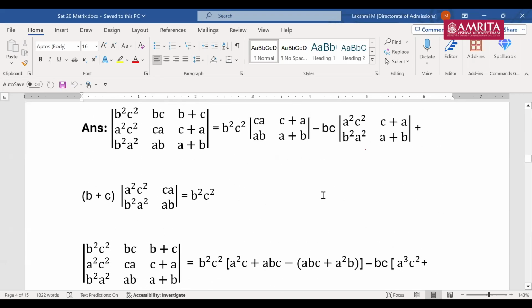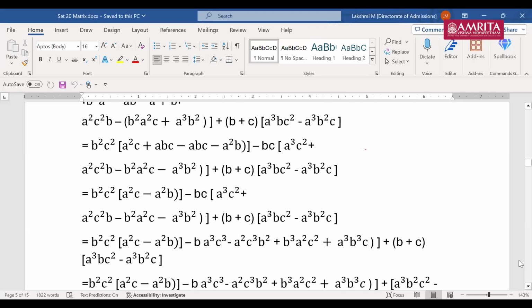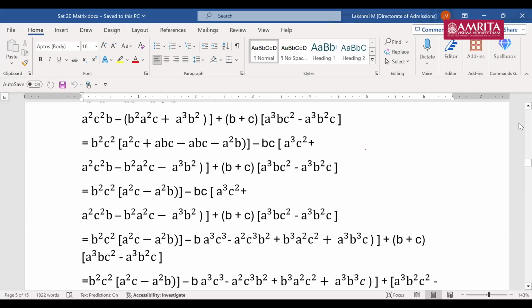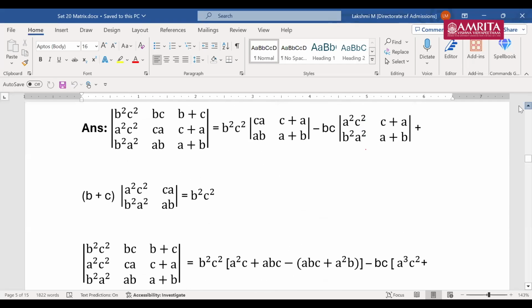I'm sorry. Okay, we'll start from here. I've just taken the general method only. It's a bit of mathematical calculation. And I think the option is D, that is 0. Expanding and solving, I think I've done everything clearly. It's the general method only.